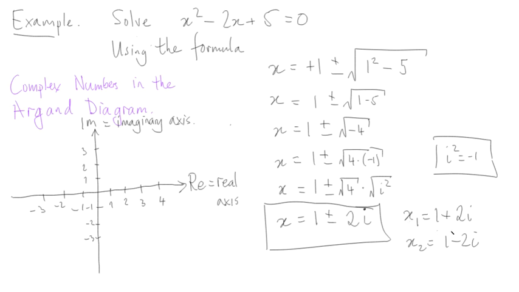So the first solution, 1 plus 2i, is represented by going along 1 on the real axis and up 2 on the imaginary axis. This is 1 plus 2i. The second solution, 1 minus 2i, is still going 1 along on the real axis, but I have to go down 2 on the imaginary axis. This is the second one, 1 minus 2i. So the Argand diagram is used to visually represent complex numbers as a pair of numbers on this so-called Argand diagram.